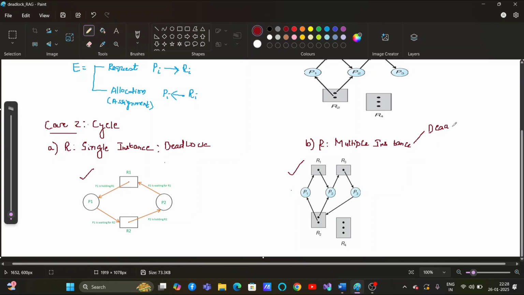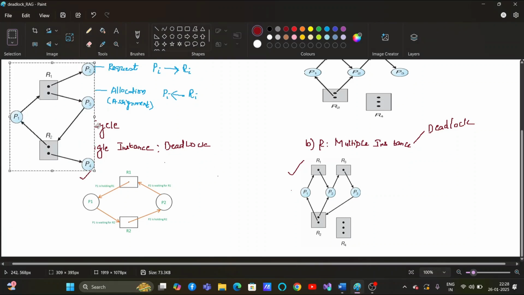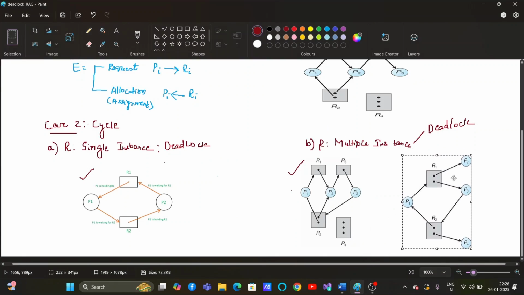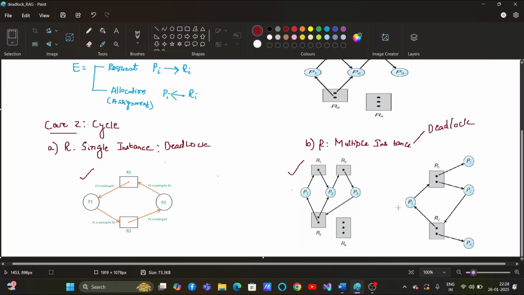But it may not always be the case. In a case where there is a cycle and multiple instances, there may be situations where it does not lead to deadlock. For that, understand this diagram. What is happening here? We have process P1, and multiple instances of R1 and R2. P2 is there, P3 is there. There is a cycle here, but there is no deadlock.